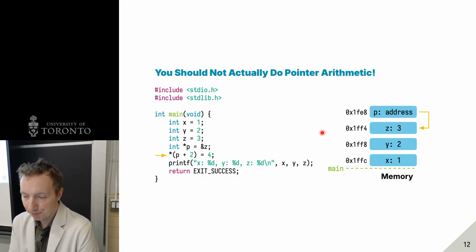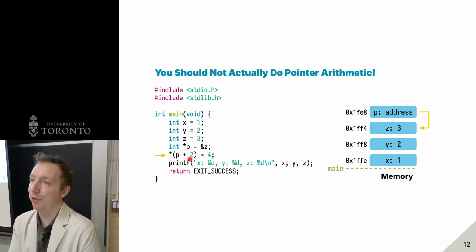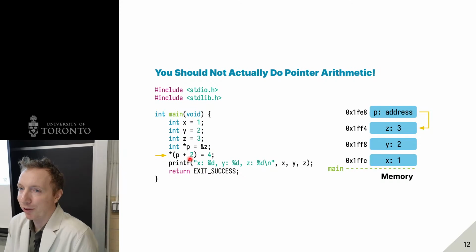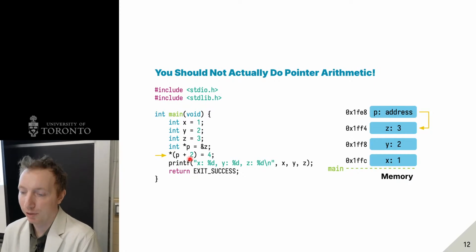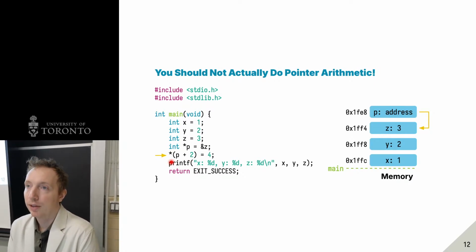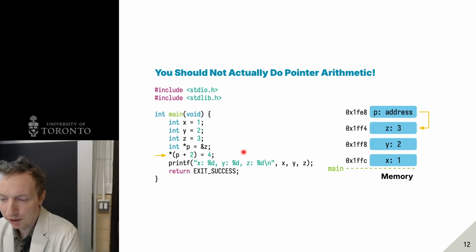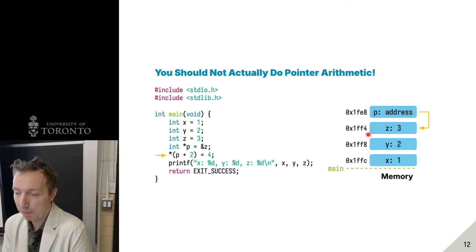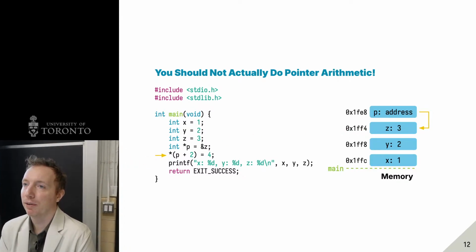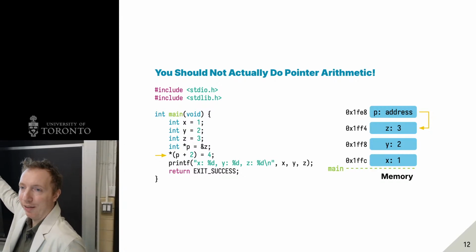So now, if I did p plus 2, anyone want to tell me what the resulting address of p plus 2 is? So the address stored at p is 1FF4 plus 2. Or what is it pointing to at the end of this?